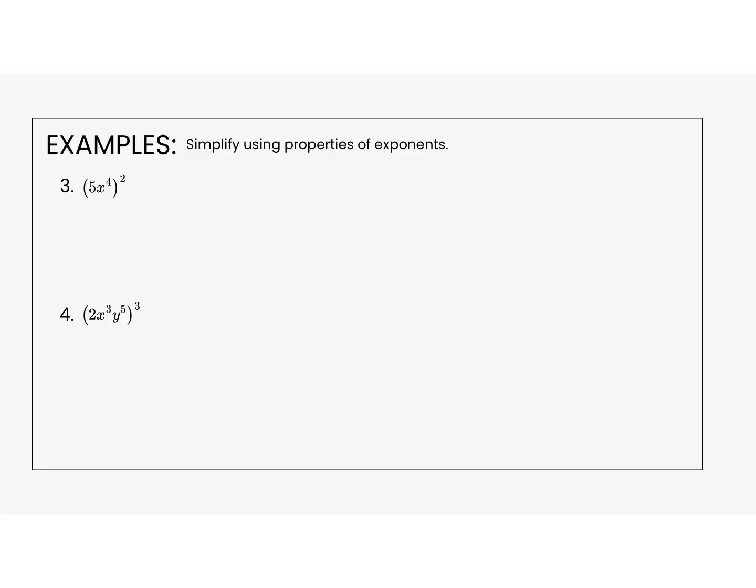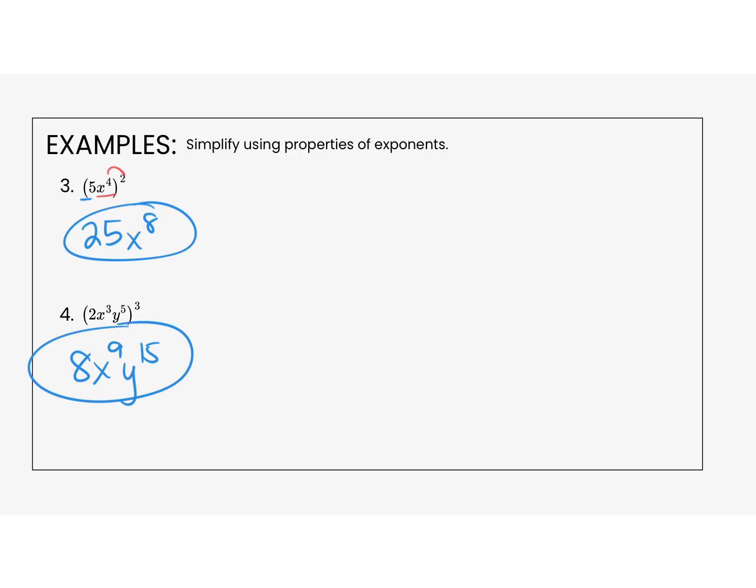Okay, here I have power to power, but again, same thing. Our coefficients are still going to follow normal rules. So 5 squared is 25, and then x to the fourth to the second, power of a power, I multiply those. So that's going to be x to the eighth. Okay, same thing here. We just have more to deal with. So 2 to the third power, that's 2 times 2 times 2, that's 8. X to the third to the third, I multiply those, so x to the ninth. And then I take y to the fifth to the third, which would be y to the 15th. Again, I'm just multiplying those exponents.